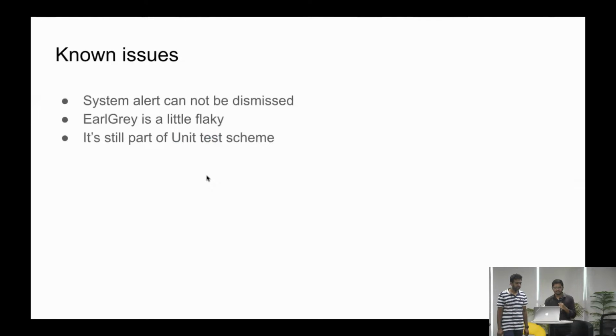And yes, it is still part of a unit test scheme. So what do you say? We have a system alert which can't be dismissed, and it's still part of unit test. Should we still go with EarlGrey?